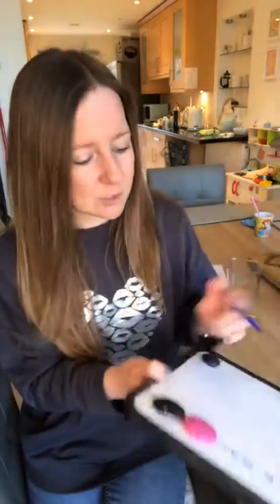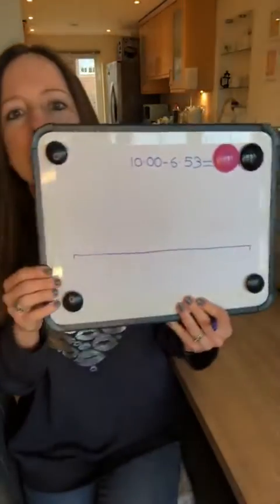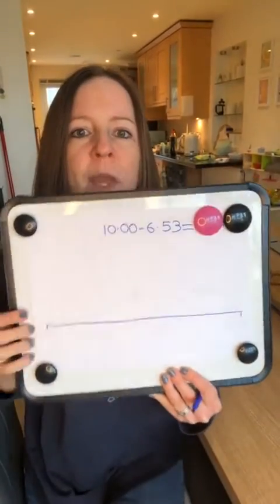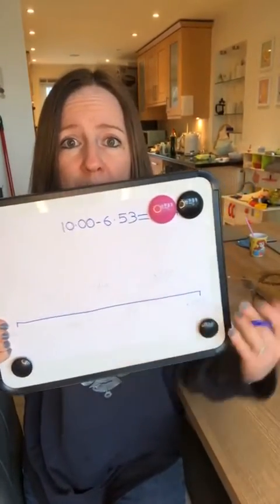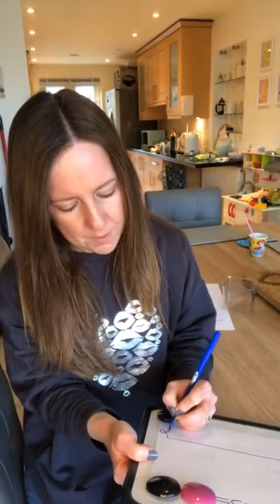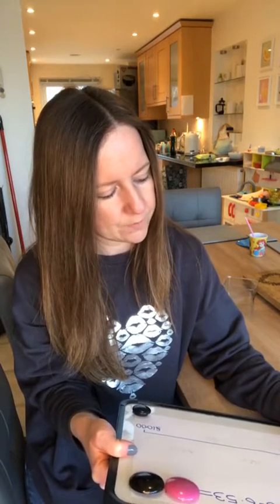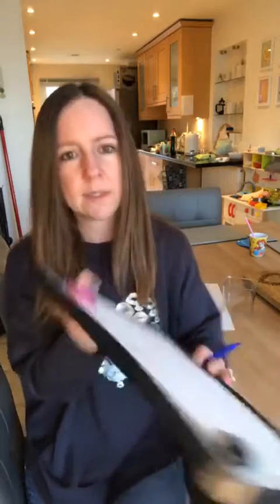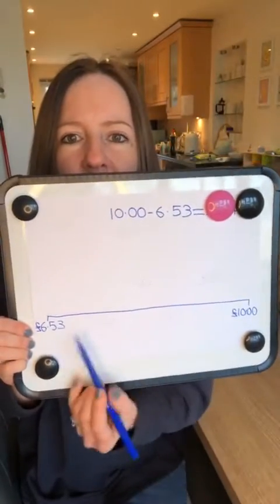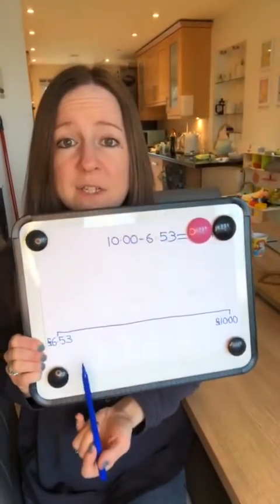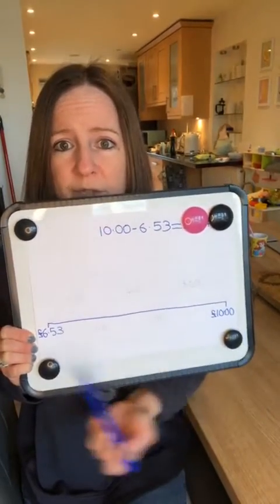Okay. Number lines are great with everything. We just draw out a number line like that, straight across. And we need to put our two numbers on our number line. So we start off by putting our £6.53 down one end, the starting end, and the £10 down the other end. So this is our starting number, and this is where we've got to get to.